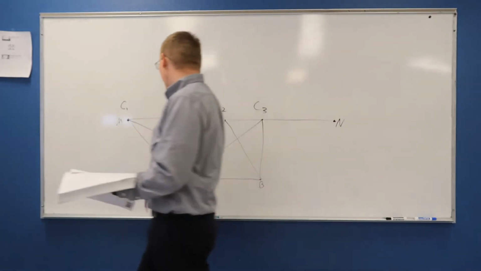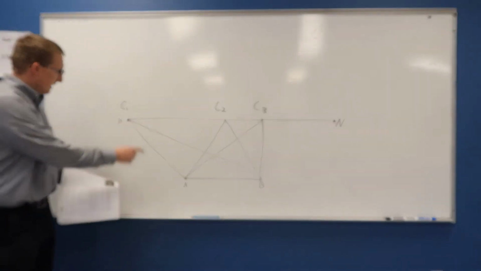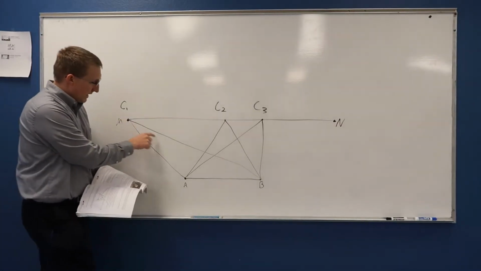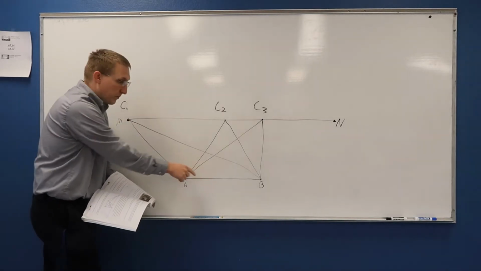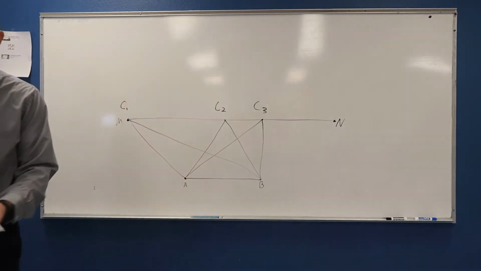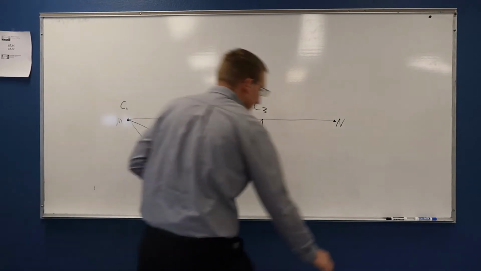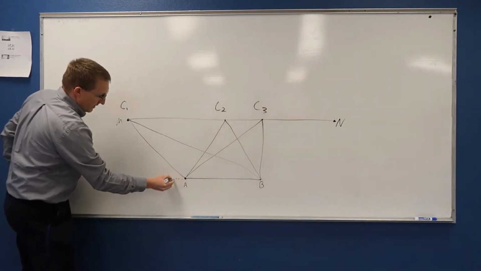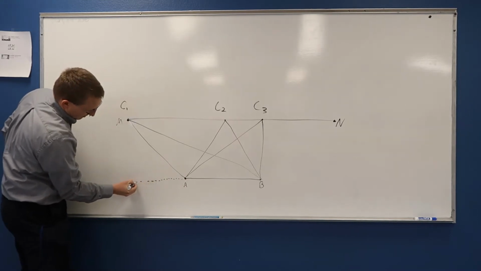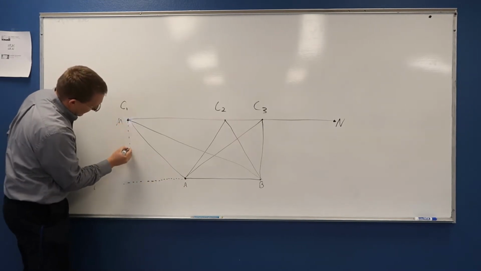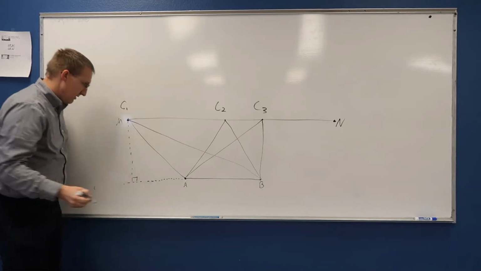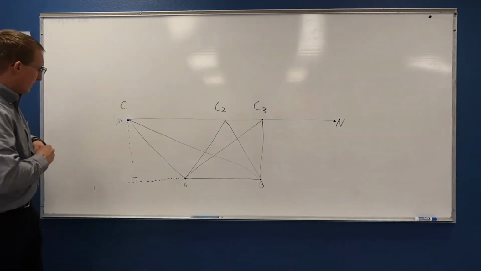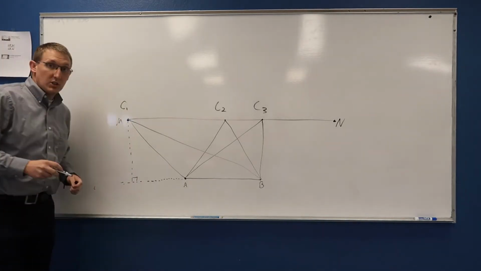But what about this one? It's not like we can make an altitude and make a 90-degree angle. What happens here is that you kind of have to imaginarily extend this line out and then extend this line out. And that makes a right angle. And whatever this distance is, that's your height.